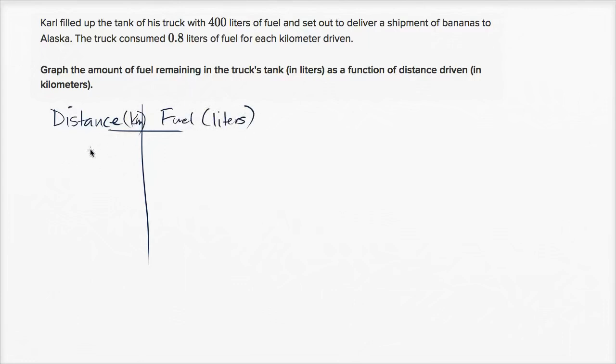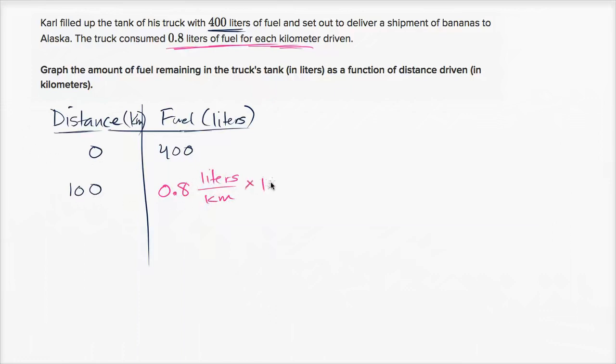And we already figured out that right after he filled up his tank, but before he set out on his trip, at distance 0 kilometers, he had 400 liters of fuel. And we've already actually plotted that. But then we said, what happens at 100 kilometers? At 100 kilometers, how much fuel will he have? Well, they tell us that he consumes 0.8 liters of fuel for each kilometer. So 0.8 liters per kilometer. And then we just multiply that times the number of kilometers. So times 100 kilometers. The units work out. Kilometers divided by kilometers, we're just going to be left with liters.